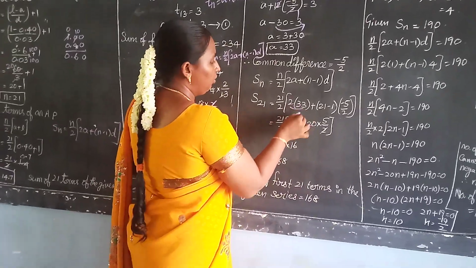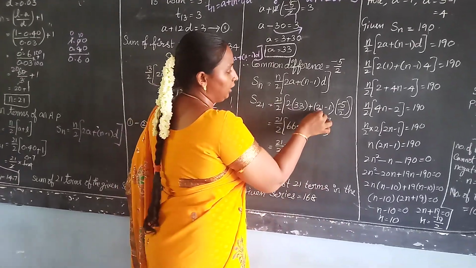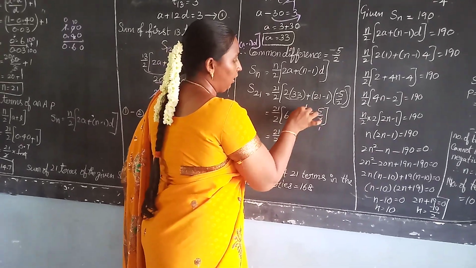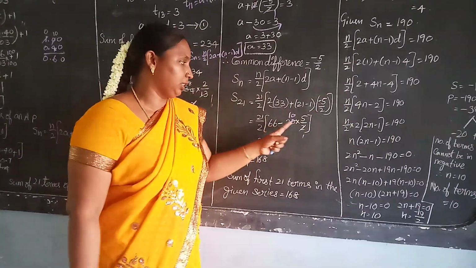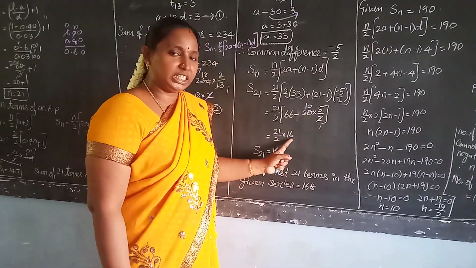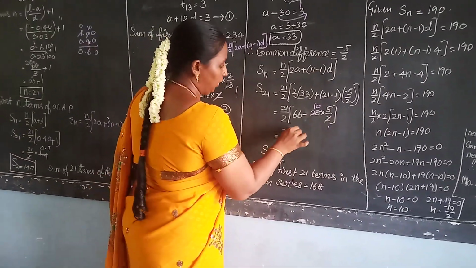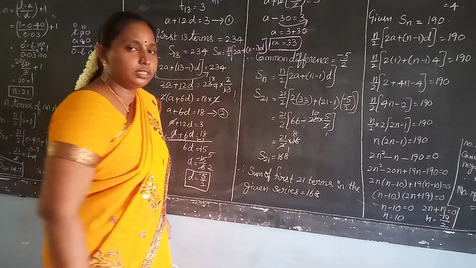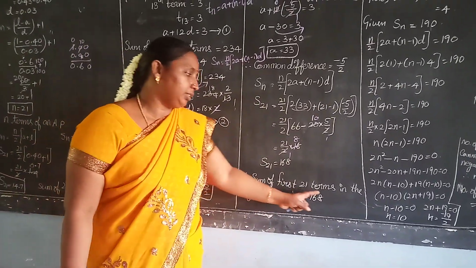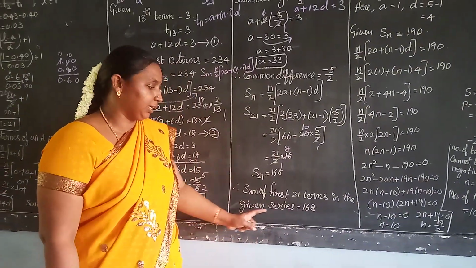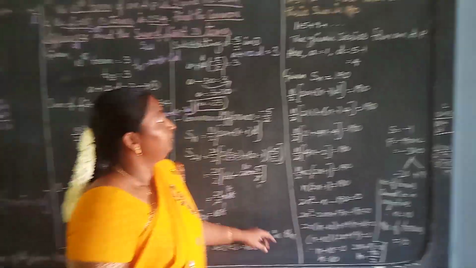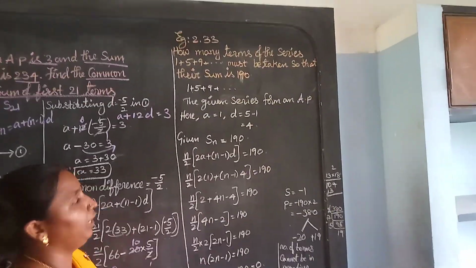21 by 2, 2 33s are 66, minus 21 minus 1, that is 20, into 5 by 2. 2 1s are 2, 2 10s are 20. So I will get 66 minus 50, that is 16. Here cancel this. 2 1s are 2, 2 8s are 16. 21 into 8, you will get 168. That is, the sum of the first 21 terms in the given series is 168.